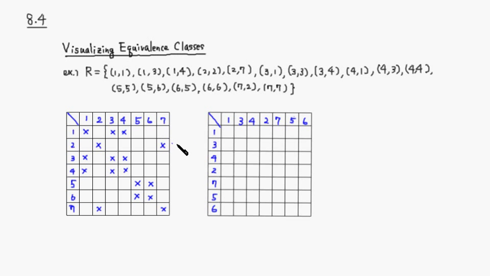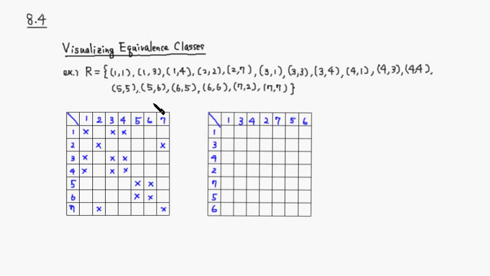What if we rearrange it so that I group things together? Since 1 is related to 1, 3, 4, I'm going to put 1, 3, 4 together. And 2 is related to 2 and 7, so I put 2 and 7 together. And 5 is related to 5 and 6, so I put 5 and 6 together. Let's fill the x's again and see what it looks like.